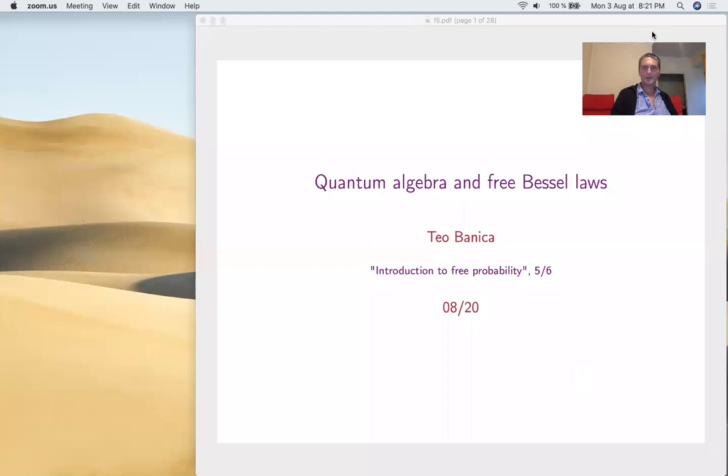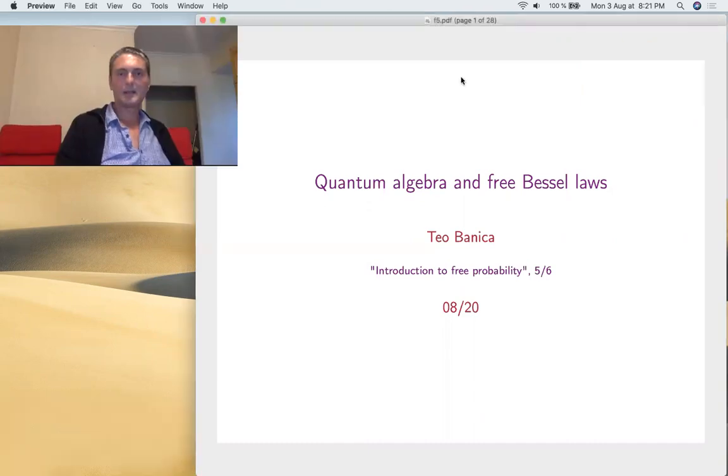And then you have to understand that first, and then the idea is to build on that. So that's the plan for today. We'll try to understand this central thing. And let's find this presentation. Here we are, so quantum algebra, free Bessel laws.